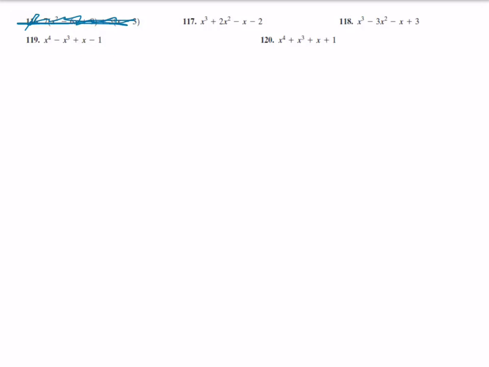So if I go to number 117 here, it is x cubed plus 2x squared minus x minus 2. You can go straight to grouping them like this and see if it works. Again, remember, there's a lot of different factoring techniques. Factoring by grouping happens to be one of the techniques. So if there's four terms, group the first two, group the last two, and will it actually work out?